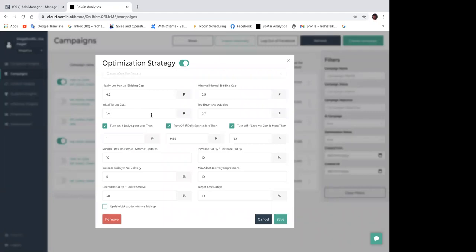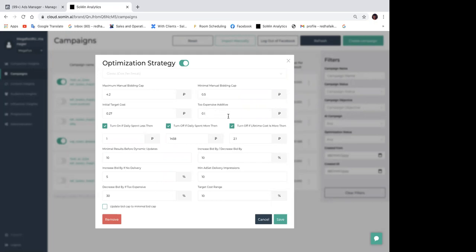What we don't want is that the campaign completely stops delivering. What we want is the campaign delivering just at the pace that we want. Yeah. So we can set up at 0.27. And then our too expensive additive will be 0.27 minus 0.33, 0.06. Okay, you can make the too expensive additive just 0.1.